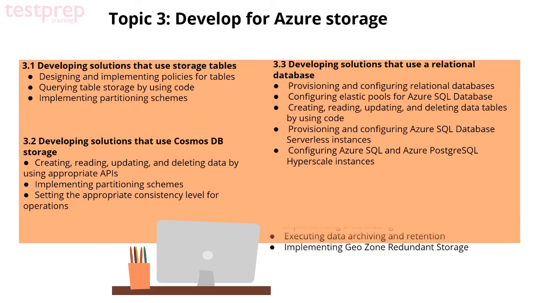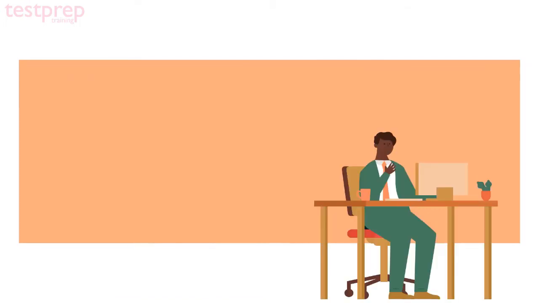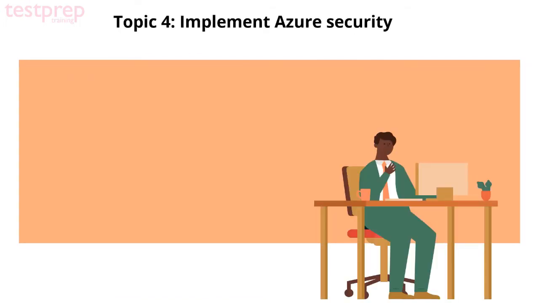Fourth, developing solutions that use blob storage. It is divided into 4 parts. Moving items in blob storage between storage accounts, or containers. Setting and retrieving properties and metadata, implementing blob leasing. Executing data archiving and retention. Implementing GeoZone redundant storage. Topic 4. Implement Azure security. It can be understood in 3 parts.